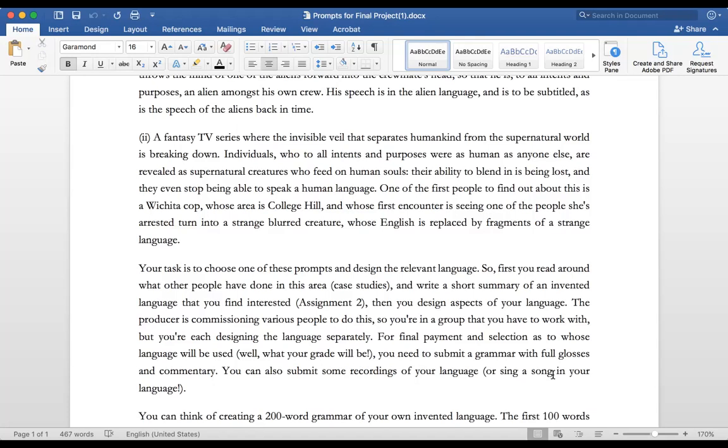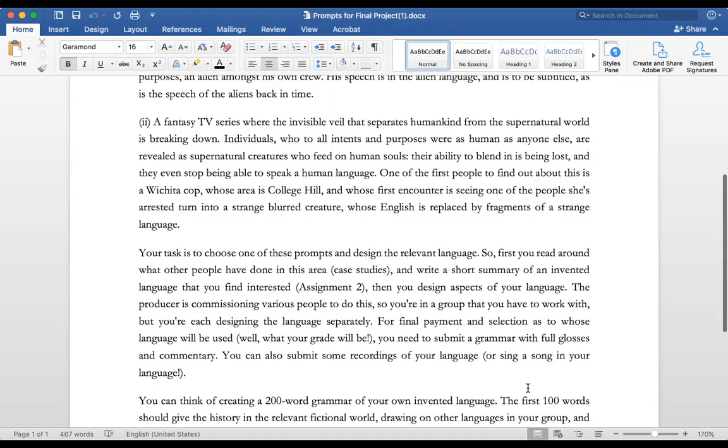And then for final payment and selection as to whose language will be used, that's the grade that I'm going to assign you. You need to submit a grammar with full glosses and commentary. You can also submit some recordings of your language or sing a song in your language. I've actually had a student sing a song in the language that she created. She was a singer. She was studying music at Wichita State. So I think, you know, she really enjoyed doing that.